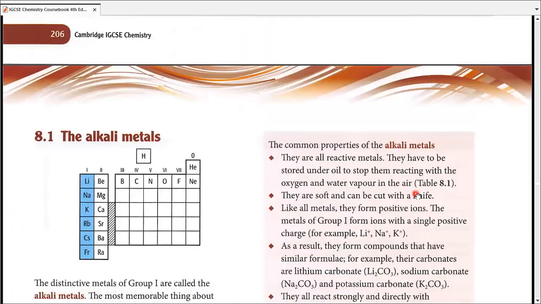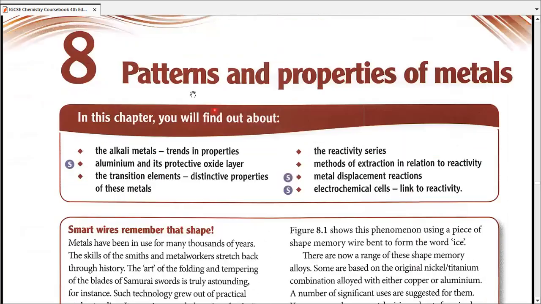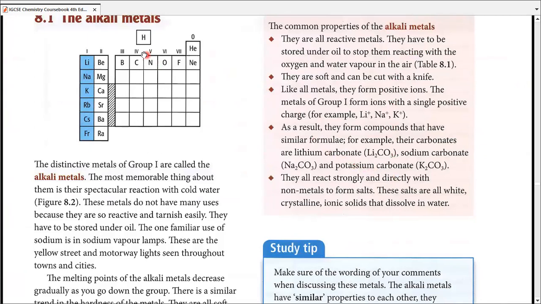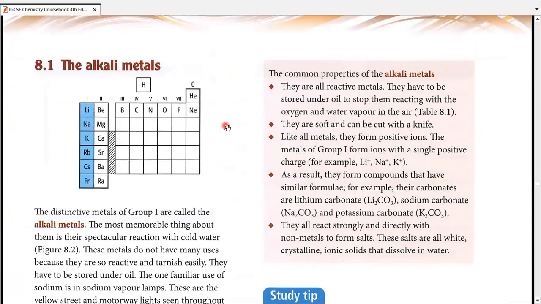Now, as soon as we start chapter number 8, which is patterns and periodic properties of metals, it literally starts with the alkali metals. They list the whole group. They talk about its properties. So you get to see that they are all reactive. They're stored under oil to stop them from reacting with oxygen or water vapor in the air, since they can react with both. They are soft and can be cut with a knife.